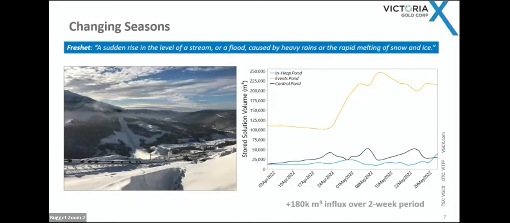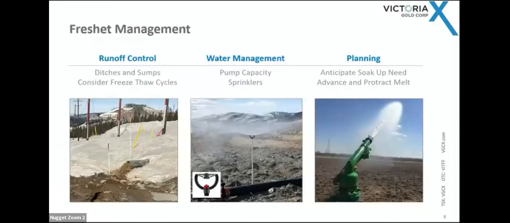What I'm showing in the graph right here is that we have 3 ponds on site: the in-heap pond, a control pond, and the event pond. That's what we use to store water. You can see the volume change over that 2-week period. You're taking 180,000 cubes of water coming down in the course of 2 weeks, and you have to be able to handle it. That sounds like a lot and a challenge, but it really just comes down to planning and management.